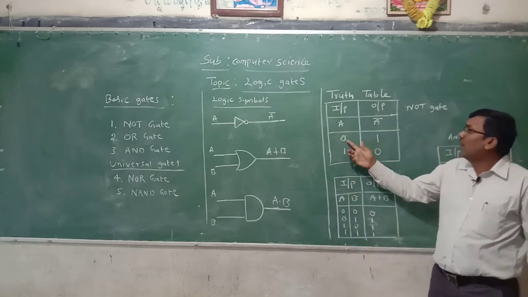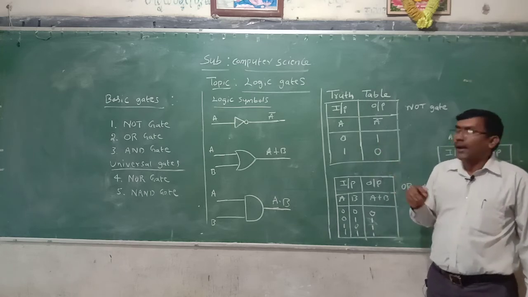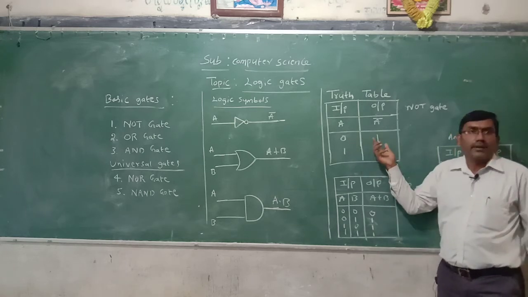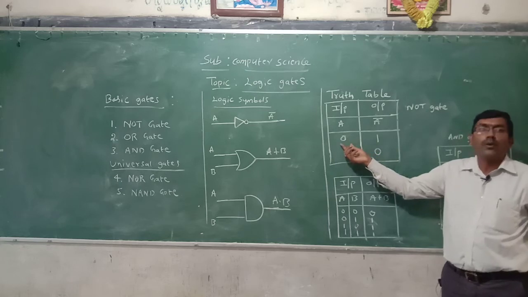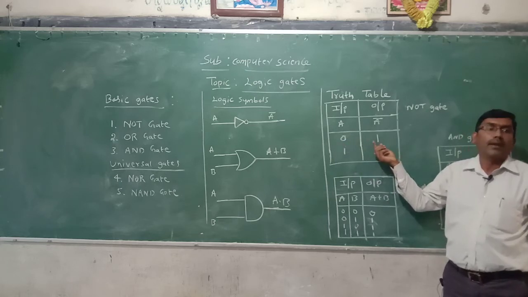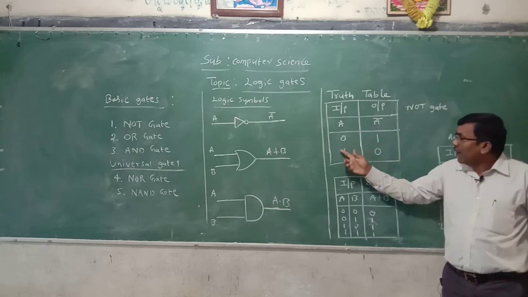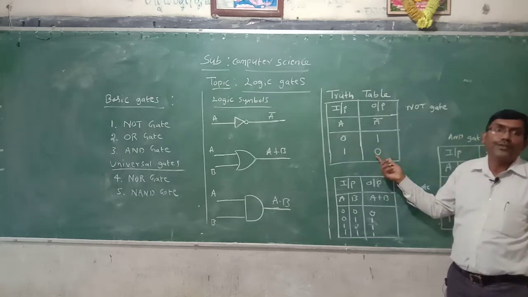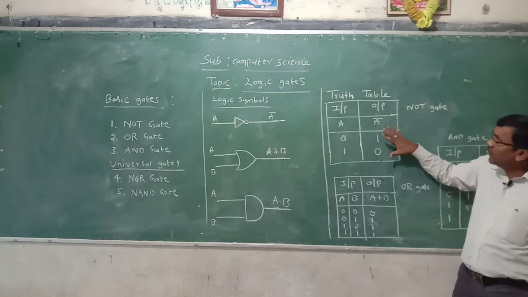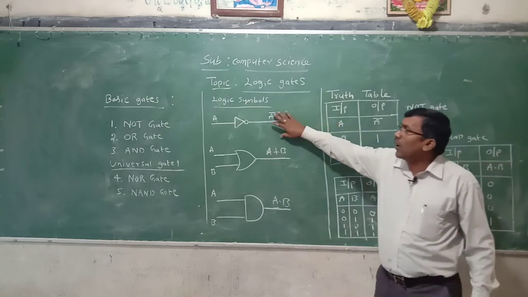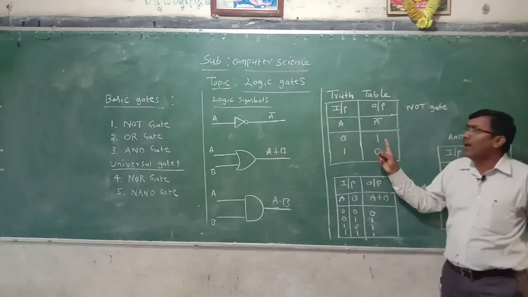See, if you give 0, then it produces 1. In Kannada, it is the opposite. If you give 0 input, the output is 1. Inverse, or converse, we also call it. If you give 1 input, the output is 0. This is the concept of the NOT gate: only one input, one output.